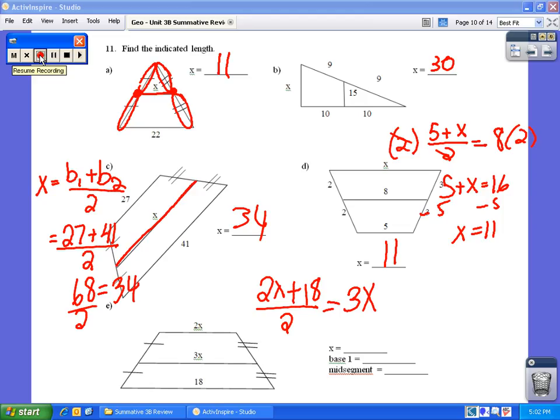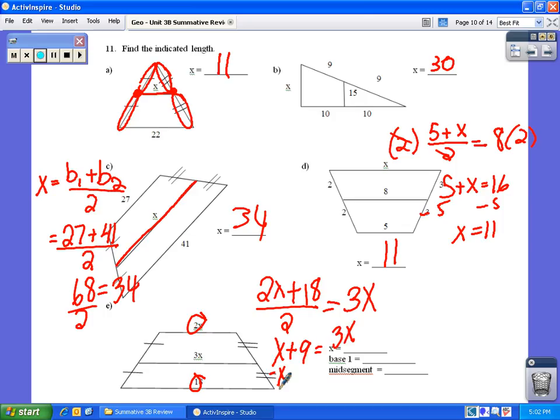Part C, I use the same formula. Base 1 plus base 2 divided by 2 is equal to 2x. If I simplify the left, I have x plus 9 is equal to 3x. So x is equal to 4.5. If I plugged that in, I'd find that base 1 is equal to 4.5 times 2, or 9 units. And the mid-segment is equal to 13.5.